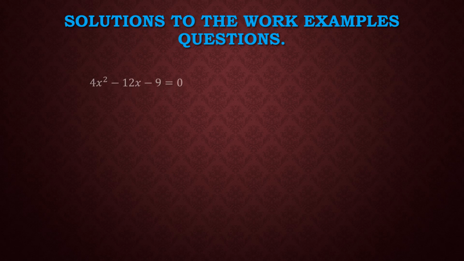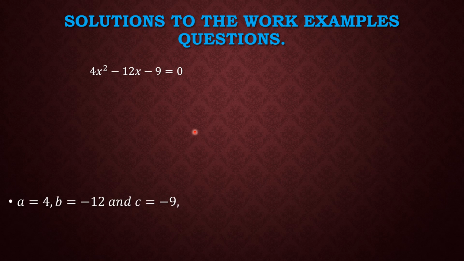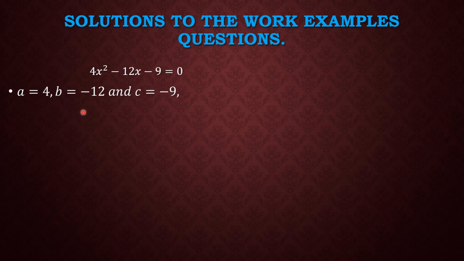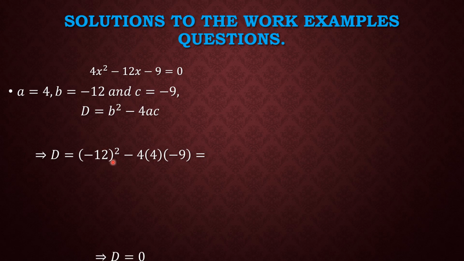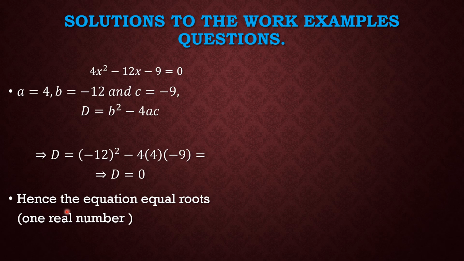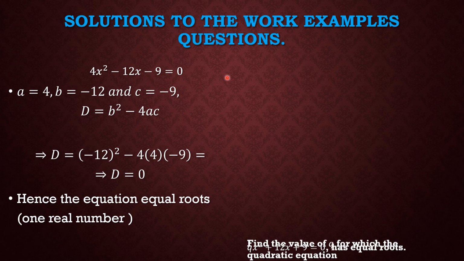Now, let's move to the next example, which is 4x squared minus 12x minus 9 equal to 0. So here, our a is 4, b equal to -12, and c is equal to -9. We substitute these into the discriminant expression, and we evaluate and simplify to have D equal to 0, which means that we are going to have an equal root, only one real number, as our answer for this quadratic equation. So you can use a calculator to punch this particular answer, and you end up getting only one particular real number as your answer.